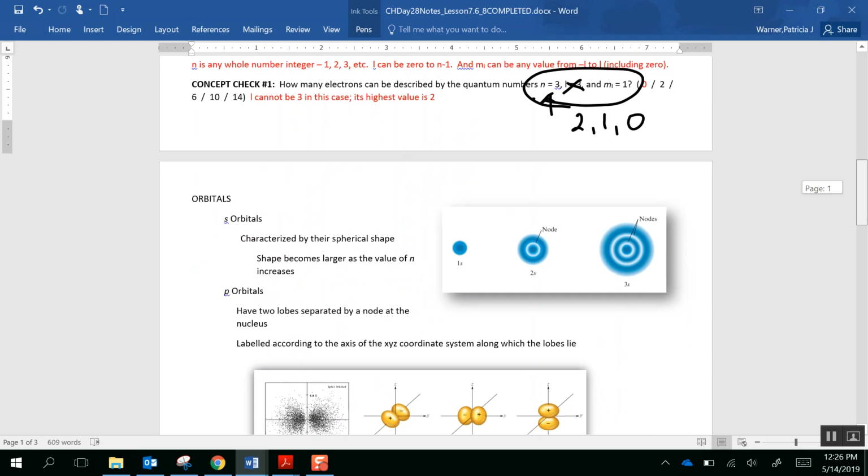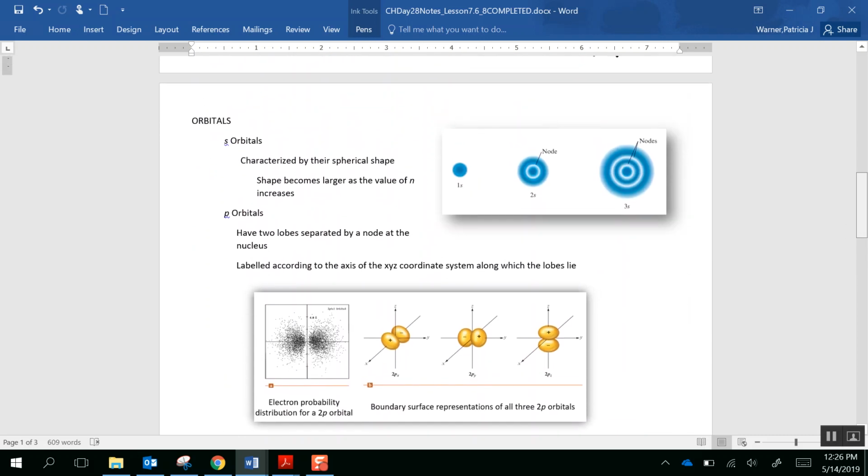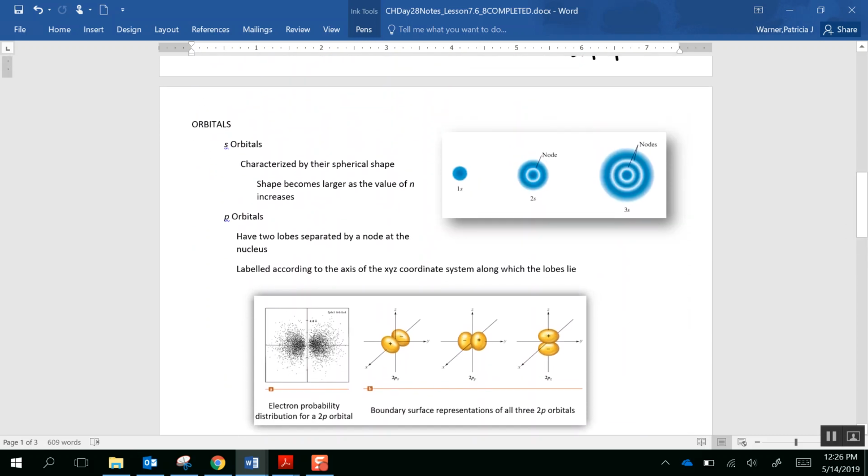All right, moving along. Orbitals. So what do orbitals look like? S orbitals are characterized by spherical shape. As n value gets larger, you get farther away. And those s orbitals have nodes. Those nodes will be where you will not find an electron. So the electron density is 0 there.